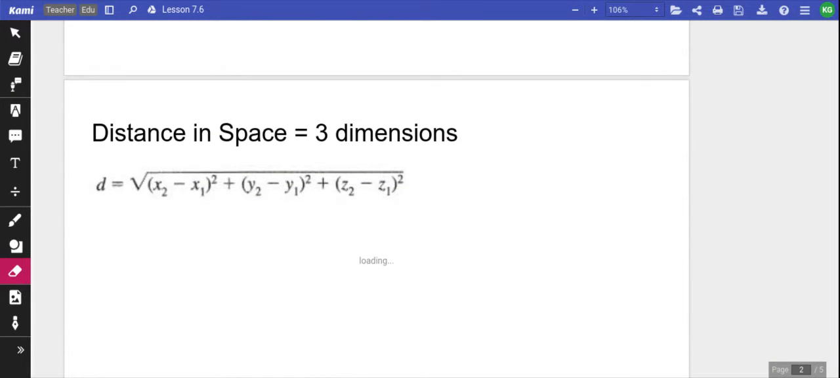So when we are doing distance in space, or three-dimensional distance, we're going to be given coordinates that have an x term, a y term, and a z term. And we're going to be given two coordinates that have an x, y, and z term. So we're going to follow the same part of the distance formula we were doing before, with your x's subtracted and your y's subtracted. And now we're going to add in that third element of your z's subtracted and squared.